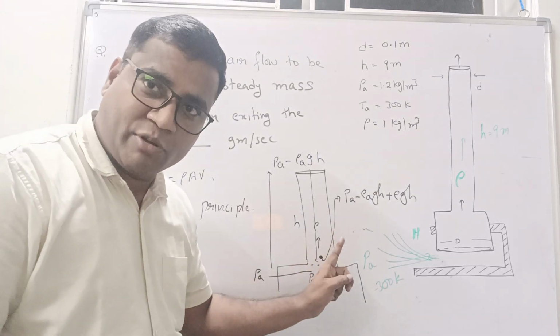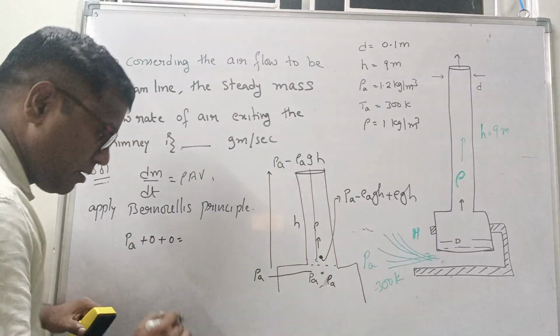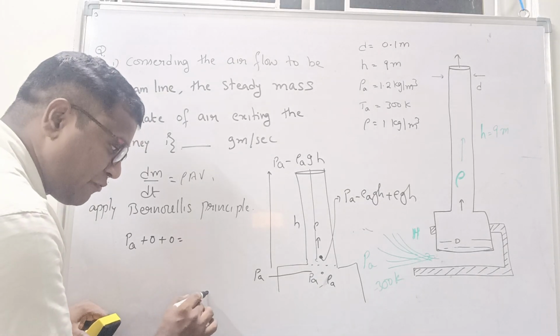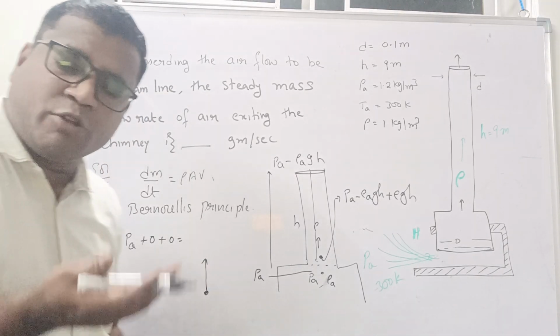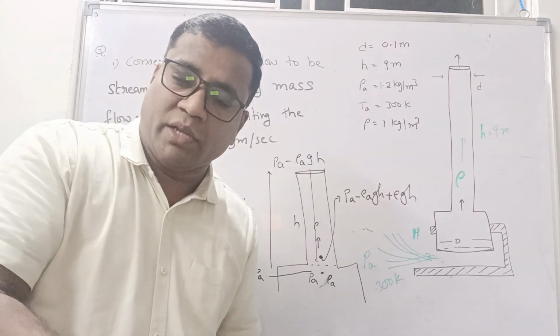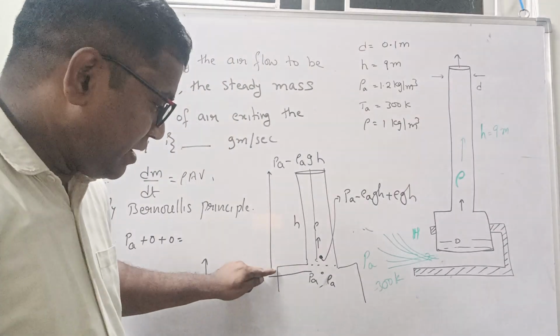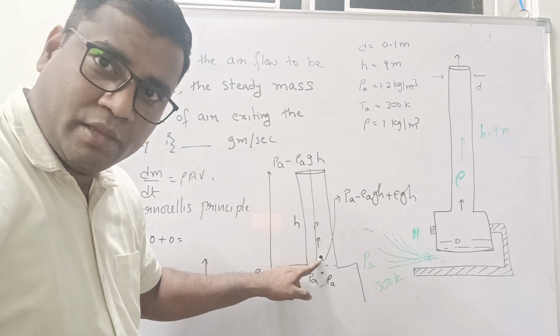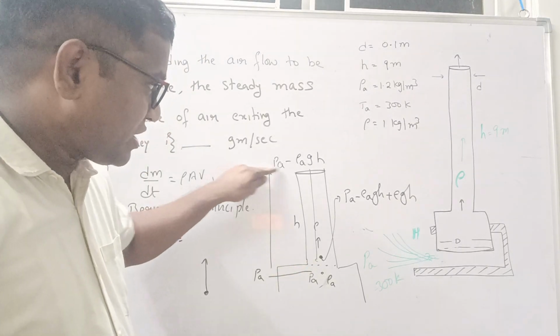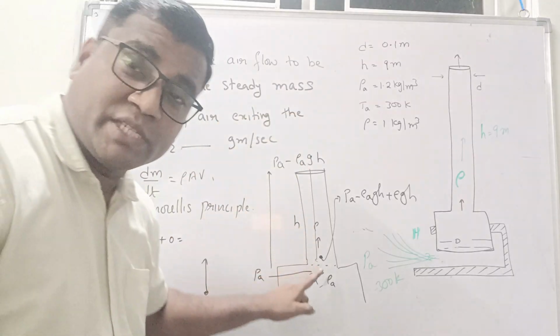Again, I am explaining, try to understand. For example, here one point is there. From this point, if you are moving upward, the pressure reduces. When we are going down, the pressure increases. The same concept I am applying here. I don't know the pressure at this point, so from here I am moving up. So pressure reduces. Again, moving down, pressure increases.